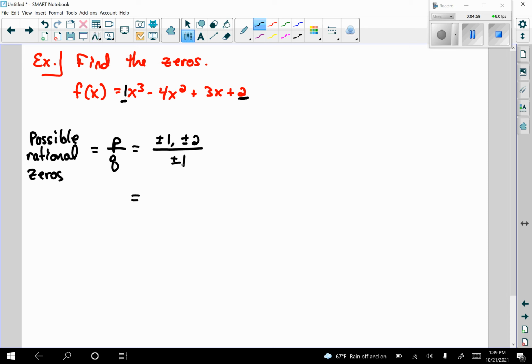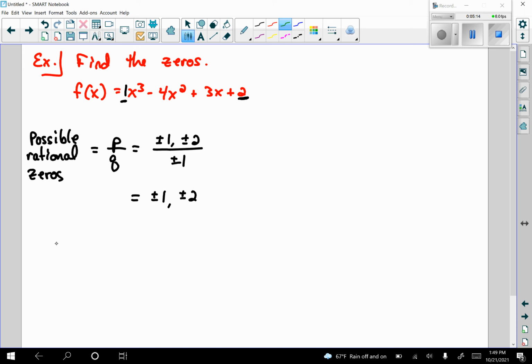So if we divide 1 divided by 1, we get plus or minus 1, and then 2 divided by 1, so we have plus or minus 2. So we only have 4 possible rational zeros. So it's not hard to test these to see which ones are the zeros. So now we're going to use synthetic division.